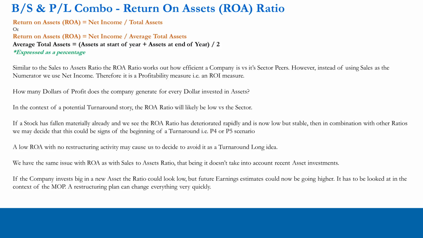Now, the ROA ratio is similar to the sales to assets ratio, as in it's an efficiency metric. So it works out how efficient a company is versus its sector peers. However, instead of using the sales number as the numerator, we use net income. So it's a profitability measure, therefore a return on investment measure, so an ROI measure. So it's measuring how many dollars of profit a company generates for every dollar that is invested in assets.